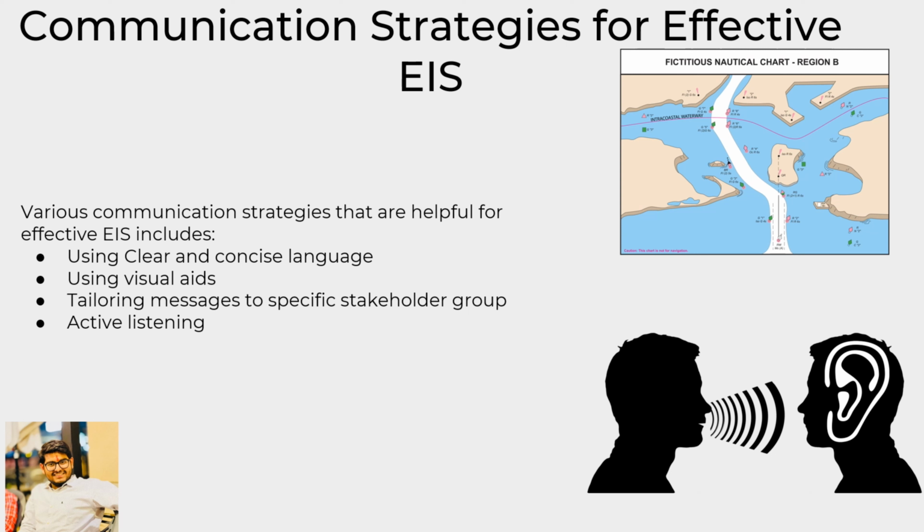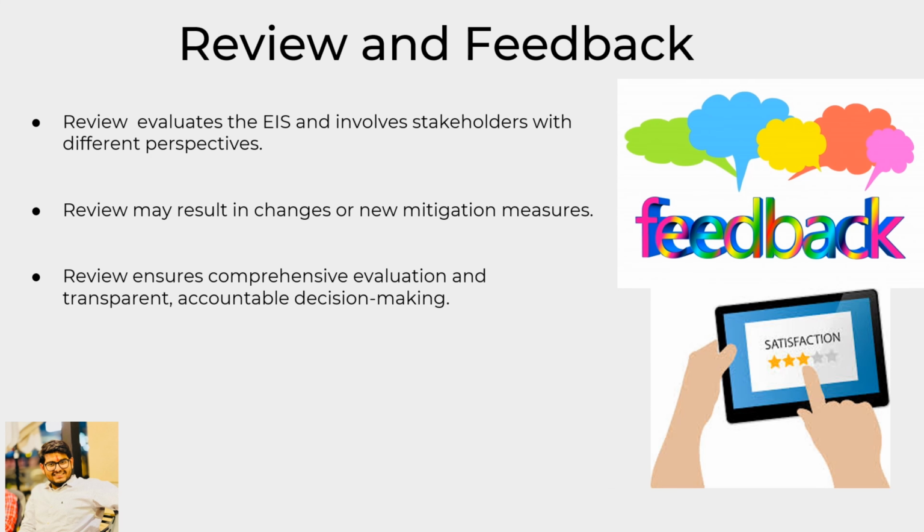Listening to the stakeholders and responding to their concerns is an important part of effective communication. It helps to build trust and ensures that stakeholders feel heard and valued. Review and feedback. The review process helps to evaluate the environmental impact statement to ensure that it meets the regulatory requirements and addresses the concerns of all interested parties. The review process may result in changes to the proposed project, or it may result in identification of new mitigation measures. The review process ensures that decisions are made transparently and accountably.